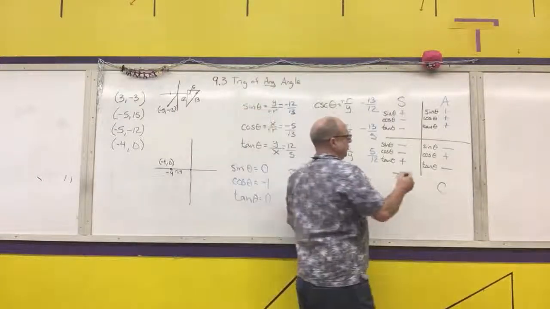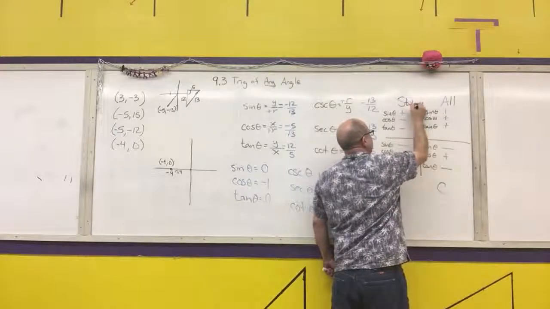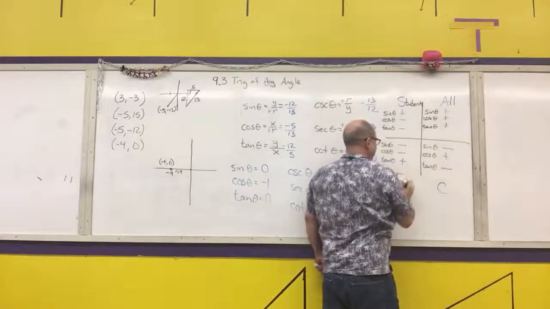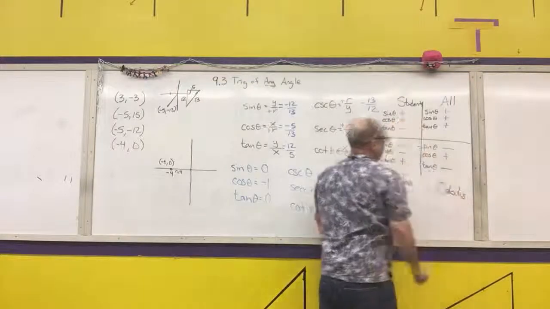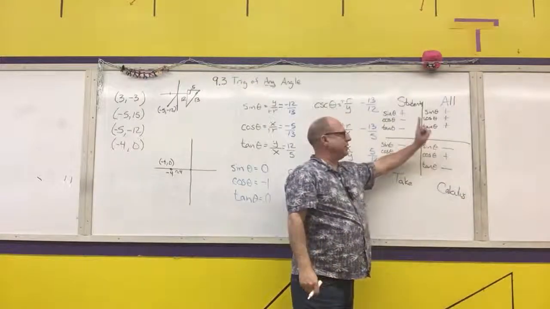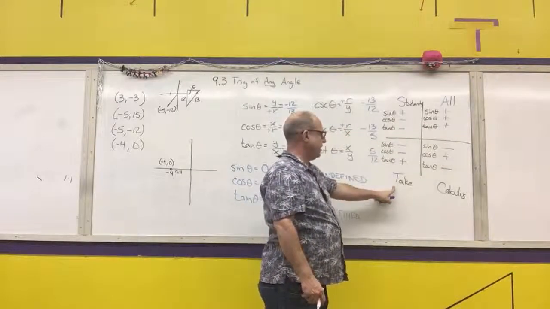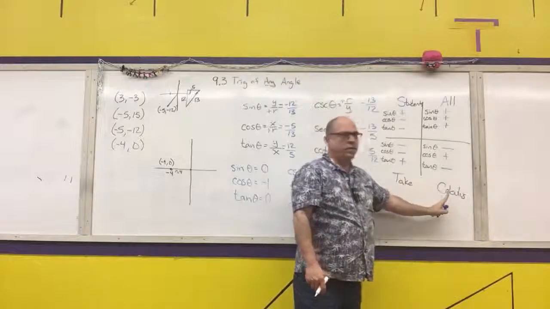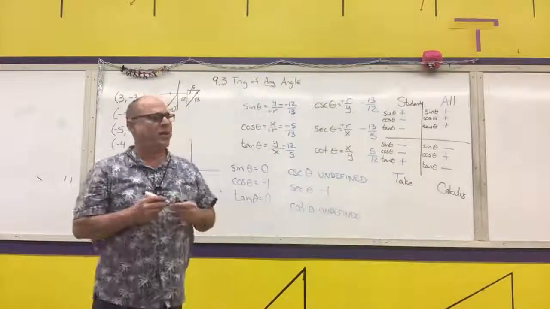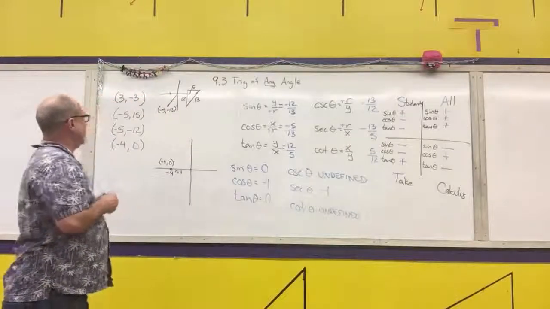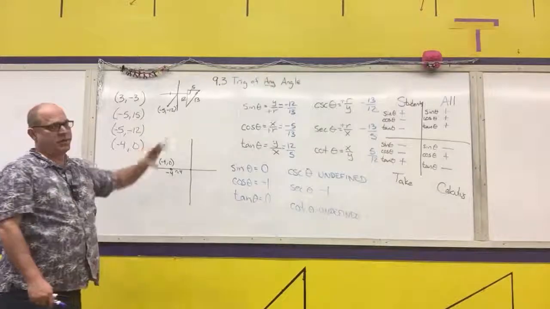The sentence I use to remember this is all students take calculus. And that will tell you which trig functions are positive. So quadrant 1, all of them. Quadrant 2, sine. Quadrant 3, tangent. And quadrant 4, cosine. And their reciprocal functions are the ones that are positive in those quadrants. So if I give you a point, you should be able to come up with all the trig functions.